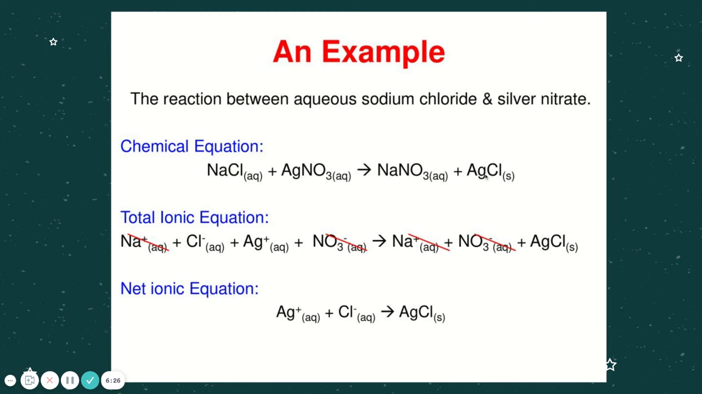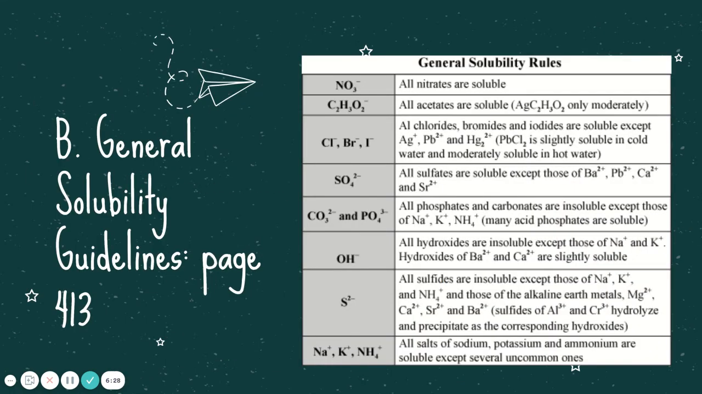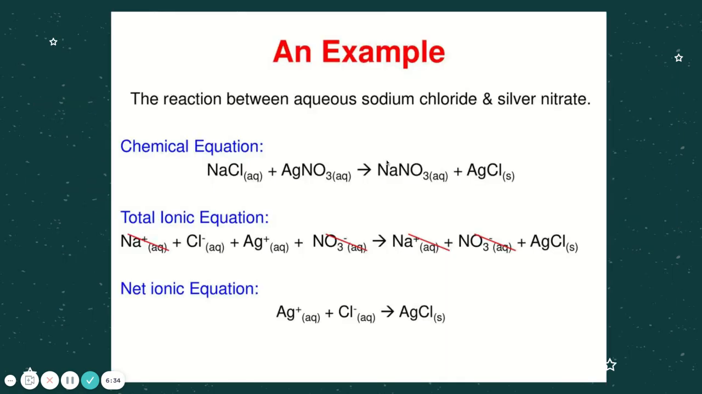But then we get here to silver chloride, and we go back to our rules and we would say, okay, chlorines are soluble except with silver. And so I would see that it's a precipitate, and they write it by putting an S. So the S indicates that it's a precipitate, it's solid. Anything that's soluble, you write AQ for. So insoluble gets an S, soluble gets the AQ for aqueous.